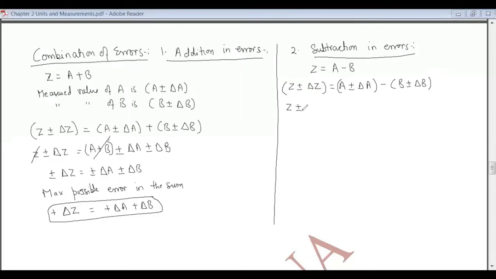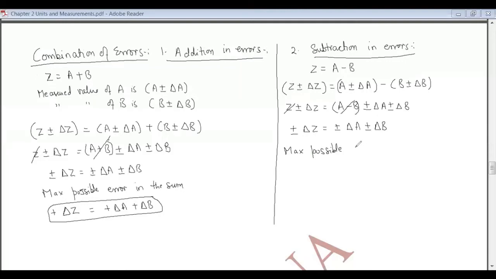Now this can be written as Z plus minus delta Z, which is equal to A minus B plus minus delta A. This minus, when multiplied, will be minus plus delta B, which can be written as plus minus delta B. Okay, now as Z is equal to A minus B, we can cancel it from both sides. Now what remains? Plus minus delta Z is equal to plus minus delta A plus minus delta B. Now the maximum possible error in the difference, again, we'll consider the positive sign.